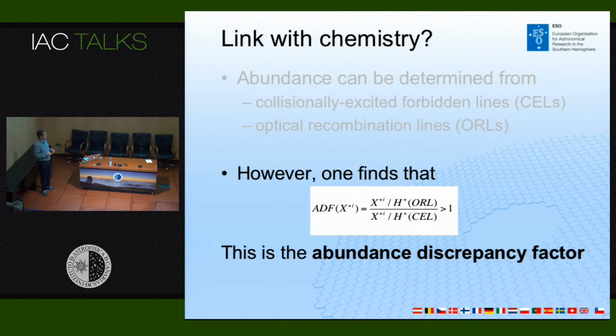So there is this huge difference, and this is a well-known problem also in H2 regions, where this ADF, as we call it, is typically around 2, and in many planetary nebulae it will be above 2. But in fact we also know that in many planetary nebulae it can be much, much higher. And again then the question is, is there a link with binarity?